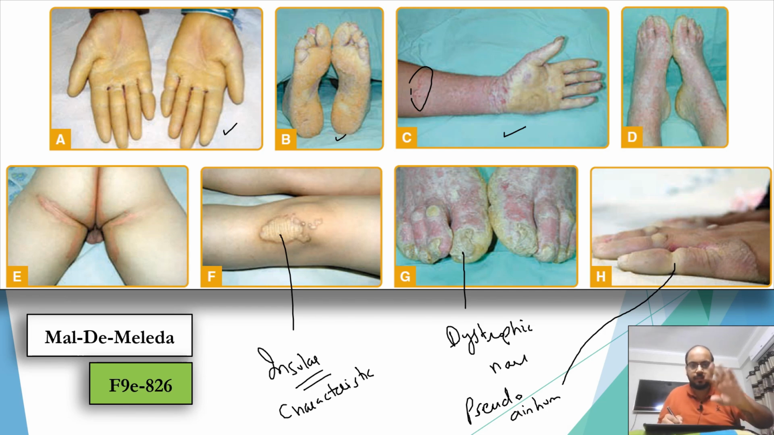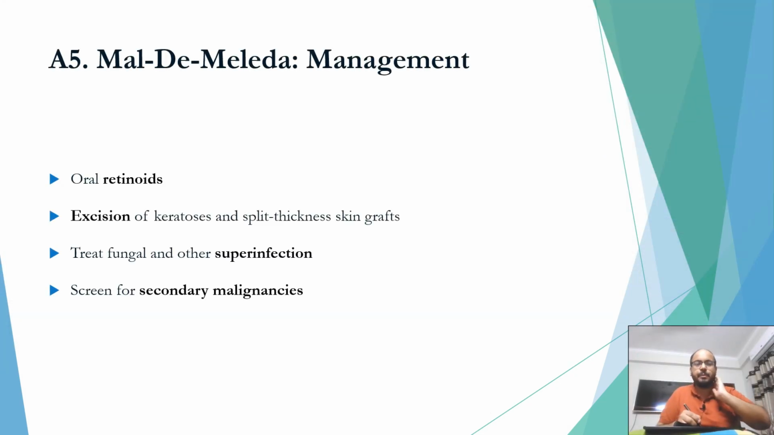Clear? Let's move forward. The management includes oral retinoid, excision of the keratosis and split thickness grafting. That means you remove the keratotic skin and put a split thickness graft. Treat fungal and other superinfection, and screen for secondary malignancies because melanoma and Bowen's disease have been described. So we have to screen them. Let's move forward.